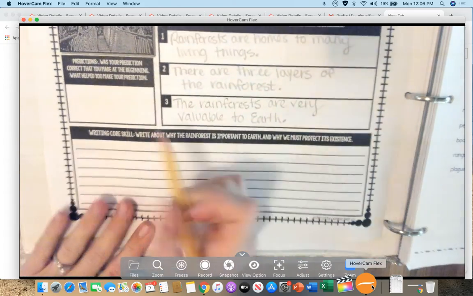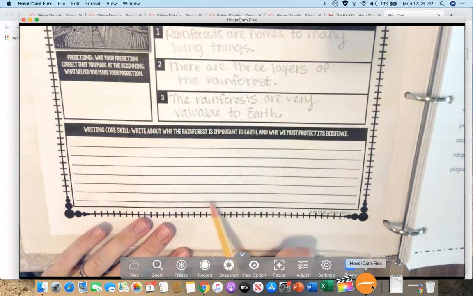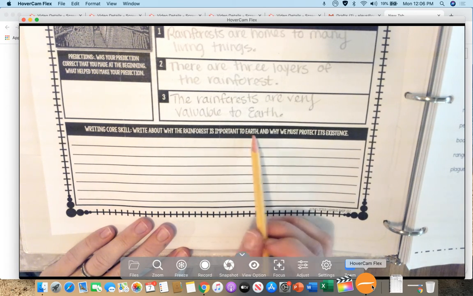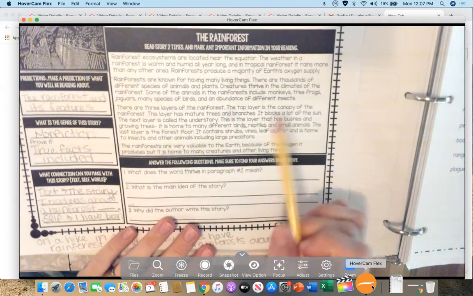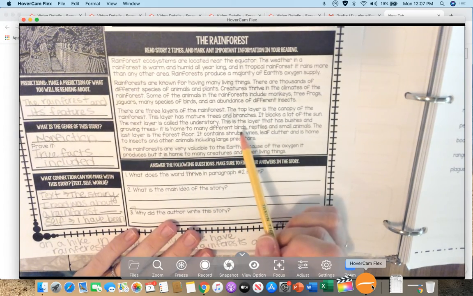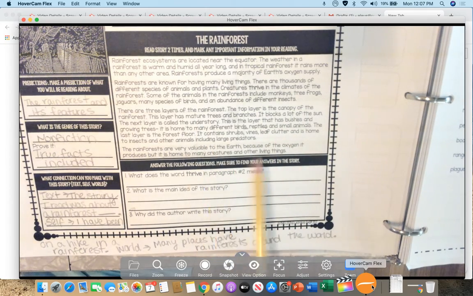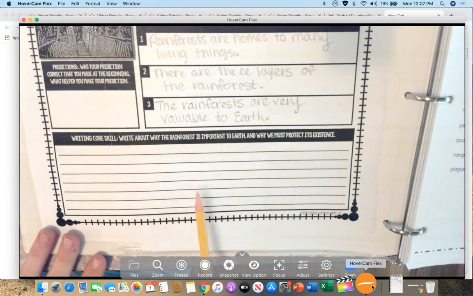Okay, and then you're going to write here, was your prediction correct? Why or why not? Make sure you fill that out. And then this is something that always connects to you. Write about why the rainforest is important to Earth and why we must protect its existence. You can get all that information from your article. Why do you think it's important that we keep these rainforests alive? We wouldn't want to get rid of them. There was an important part in here talking about what the rainforest does for Earth, which is right here. It gives us oxygen. Why is that important? Why do we need oxygen? So I want you to write your complete sentence answer right here.